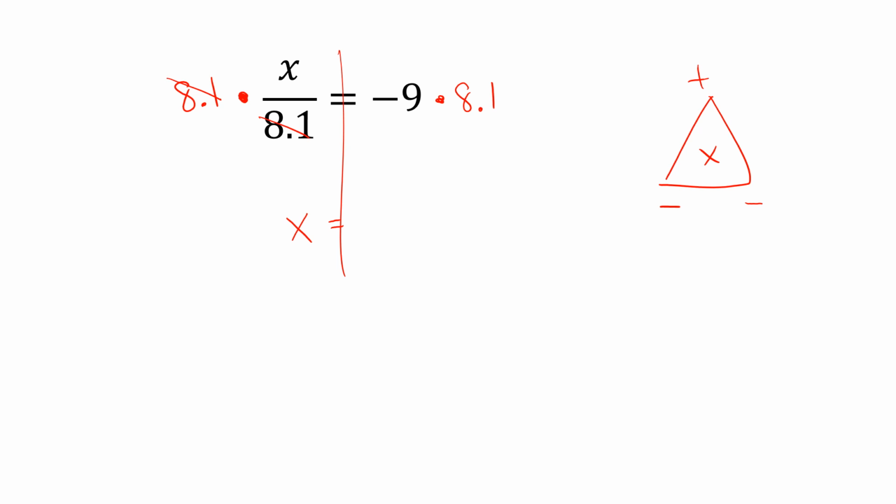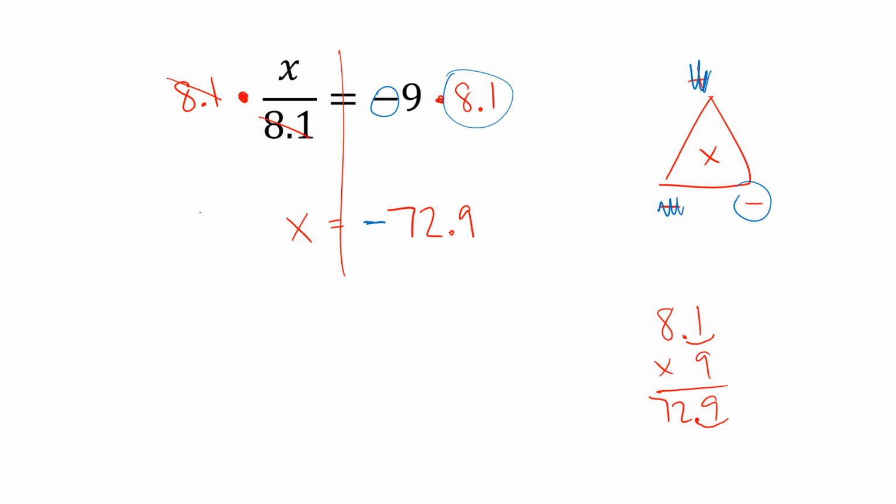We have a negative times a positive. That means the answer is going to be a negative. 9 times 8.1, that should be 70. Okay, I'll do it over here. 8.1 times 9 is 972. Move the decimal one time that way, and it's 72.9. 72.9. That is the answer.